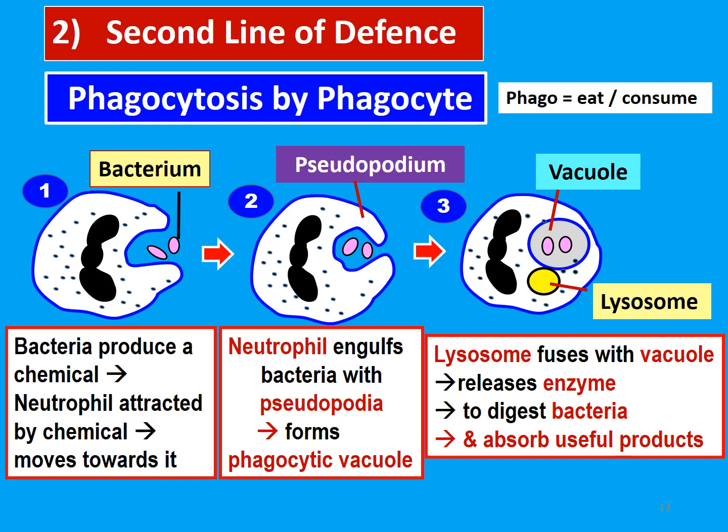Next, lysosome. A lysosome will fuse with the vacuole, and the lysosome contains digestive enzymes, so it will release the enzymes to digest the bacteria, and after that it will absorb the useful products from the digestion of bacteria. So this is how the bacteria is destroyed through phagocytosis. So please memorize this process step by step for exam or for the essay or structured questions.